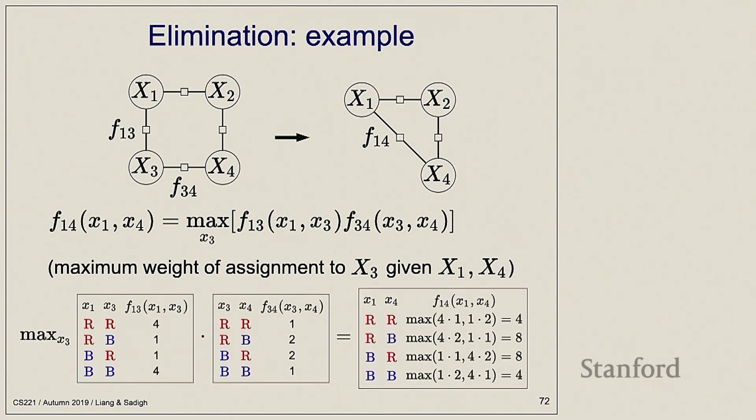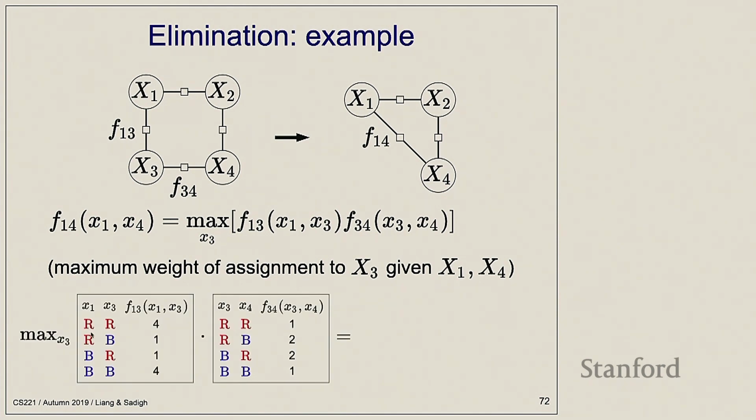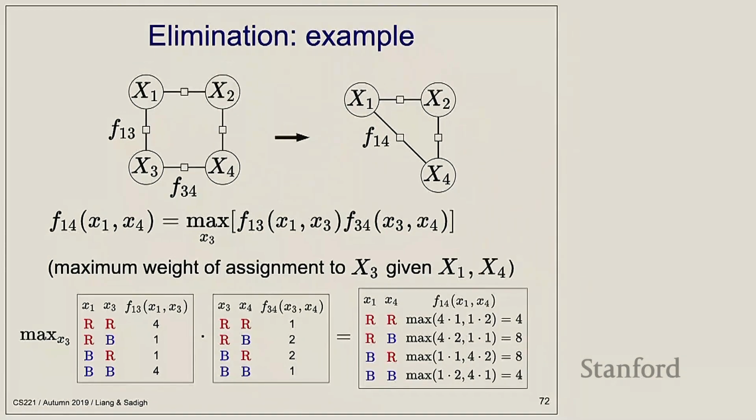So for example, we have this kind of coloring problem. Let's say we want x1 to be red and x4 to be red. What's the best value of x3 that we could give? So over here, we say x1 is red, x3 is red. That gives us a value of 4. And then x3 to x4, red, red, gives us a value of 1. So we have a 1 in here.